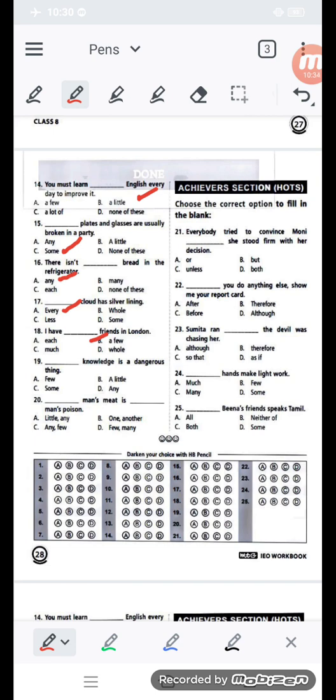Dash knowledge is a dangerous thing. A little. This is the correct answer. A little. 20 number. Dash man's meat is dash man's poison. 20 number question you can see B number. One man's meat is another man's poison.